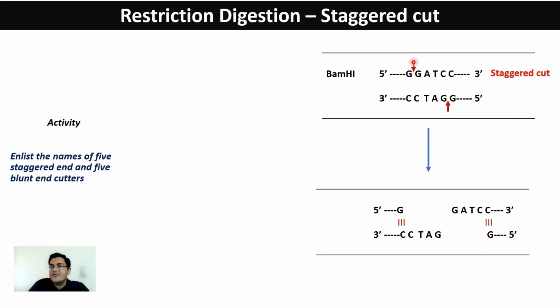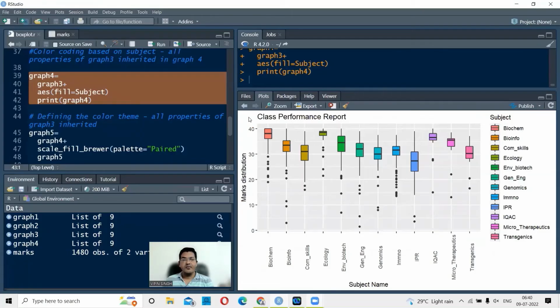The enzyme cuts on the top strand at this position and on the bottom strand on the recognition sequence at this position. So the 2 positions are not the same. Here is your final graph. This is your class performance report in 12 subjects, and the marks distribution across each subject is shown to you.